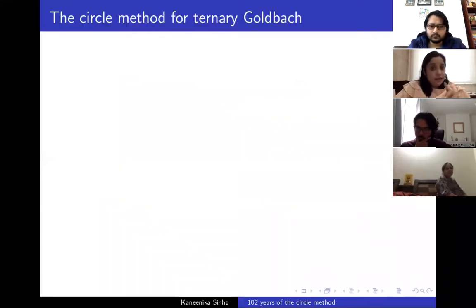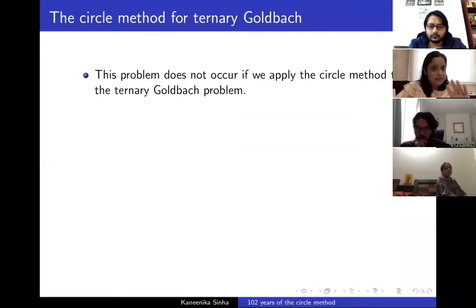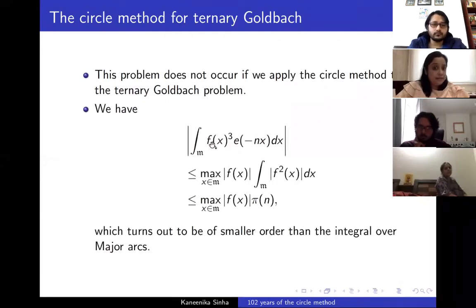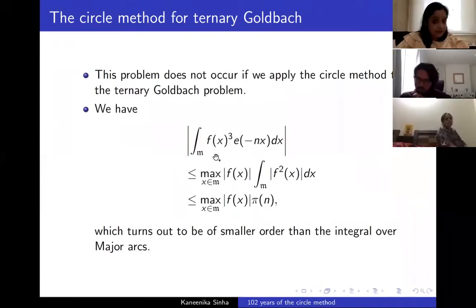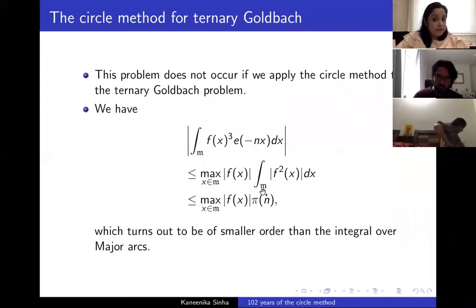So for the ternary Goldbach conjecture, this demerit, this limitation disappears. Remember, we had the cube of f of x. Again, now we can take the maximum of the absolute value of f of x, and then in the inner integral, for the major arcs, we do it by various techniques and it's not too hard.